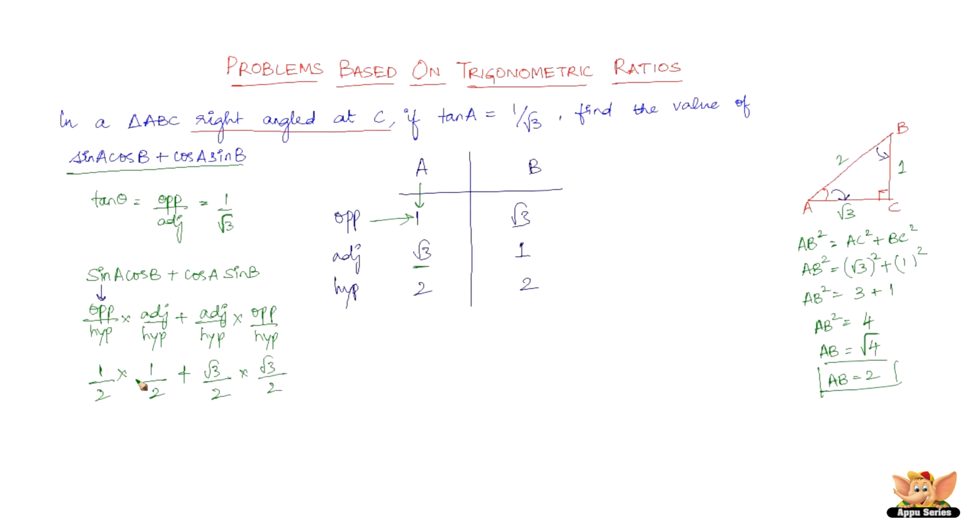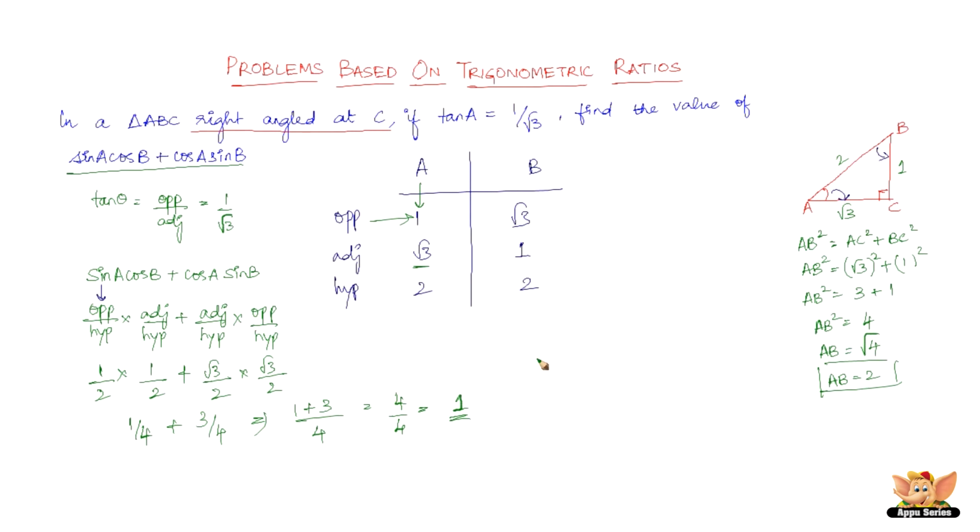So 1 by 2 times 1 by 2 is 1 by 4, plus root 3 times root 3 is just 3, and 2 times 2 is 4. So a quarter and 3/4 make 1. You don't even have to take the LCM for that, because the denominator is the same. You can straight away add the numerators, which makes it 1 plus 3 divided by 4, and that is 4 by 4, which is nothing but 1. So it's as simple as that.